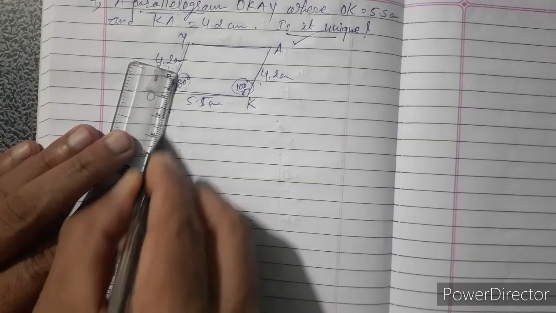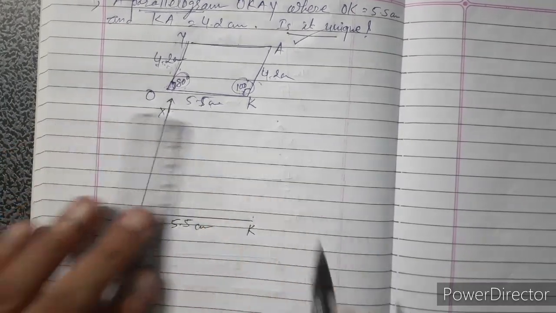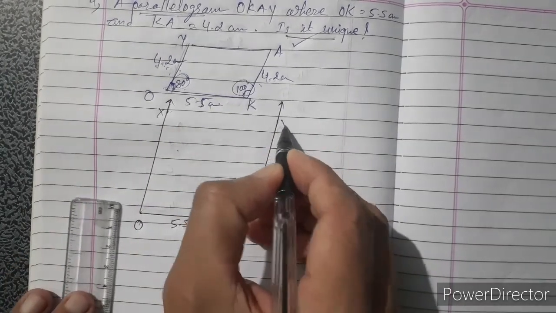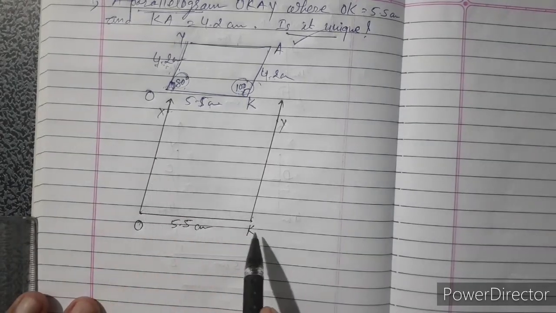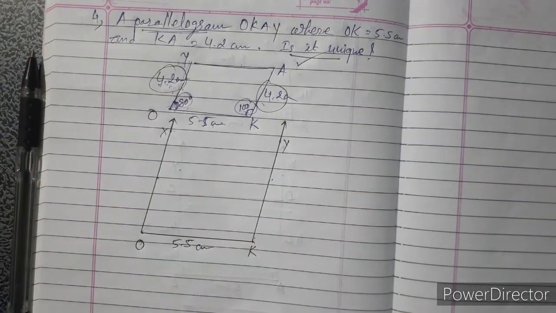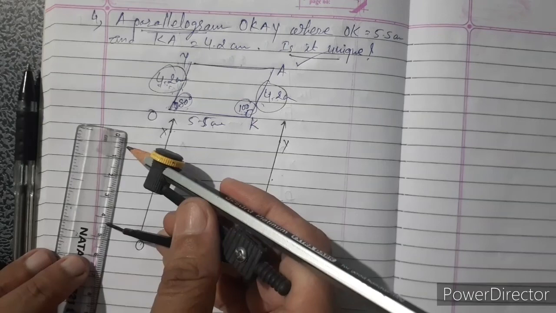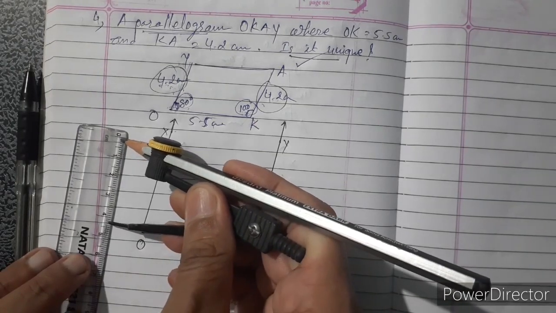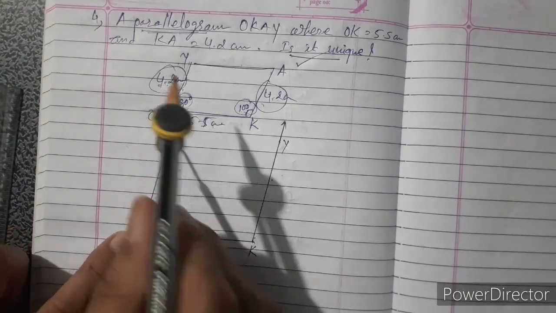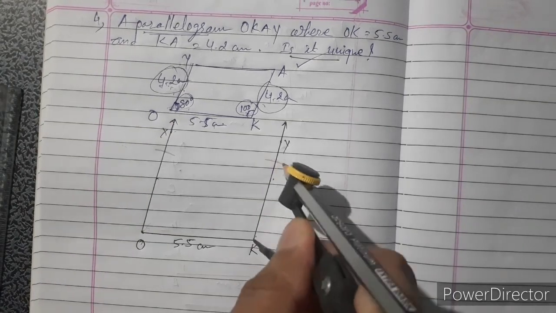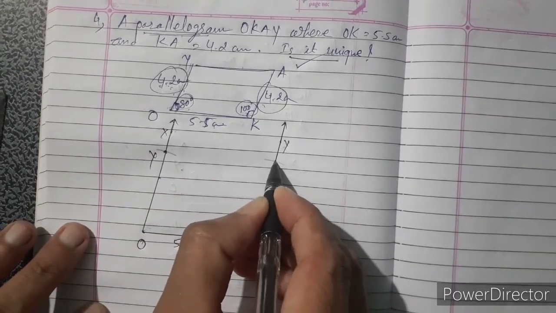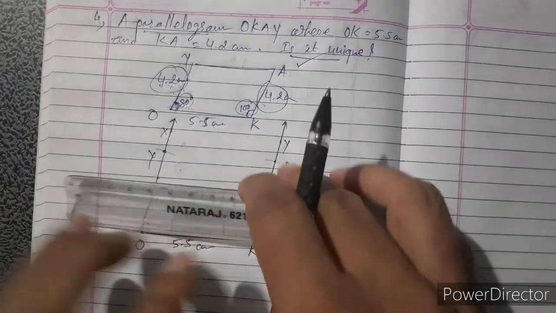ray here. Suppose that is OX, and here KY. Now OY and KA, the measurement of both is 4.2 centimeters. So what to do? Take 4.2 centimeters radius with the help of a compass and draw an arc from O on OX and from K on KY. The intersecting points are here Y and here A, and then join AY.